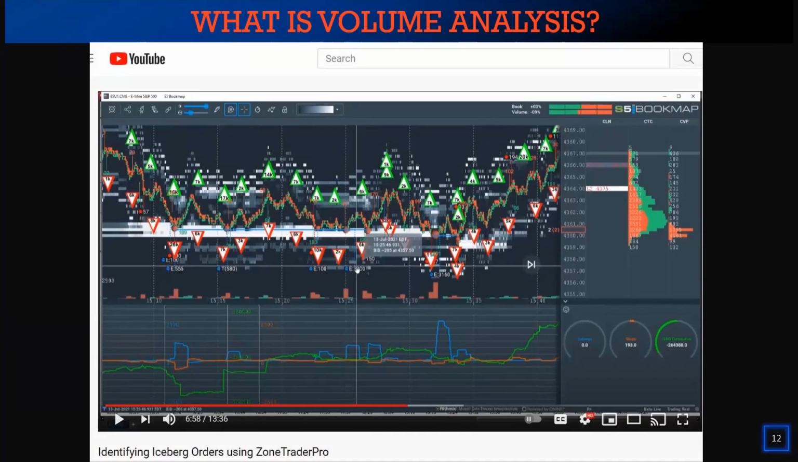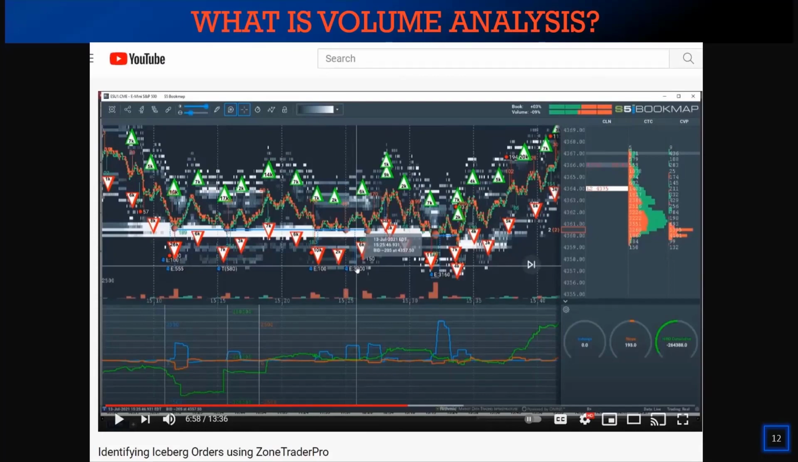In this screen grab, I illustrate how Bookmap identified about 10,500 contracts of iceberg buy orders as price fell. This is the blue indicator line you see at the bottom. So here, here, here, here, here, and one right there. And that added up to about 10,500 when I did the math.